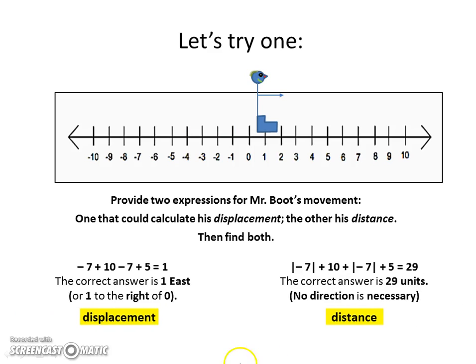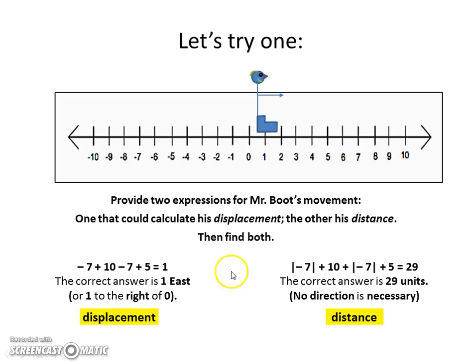So if we write that, he moved back 7. He moved forward from negative 7 to 3, that is 10. Then he moved back from 3 to negative 4. That's minus 7. And then he moved from negative 4 to 1. That's plus 5. If we add those numbers together, negative 7 gives us negative 14. 10 and 5 gives us positive 15. So he moved 1. The correct answer is 1 east or 1 to the right of 0. And you can see where he ended up. He is 1 to the right of 0 on the number line.